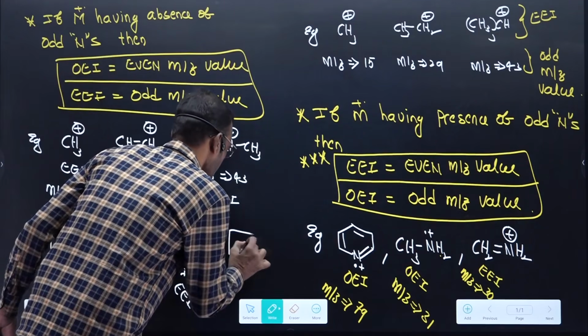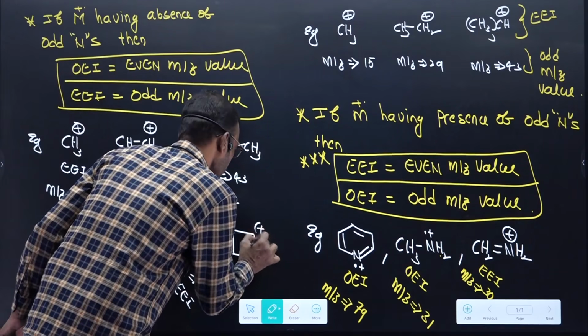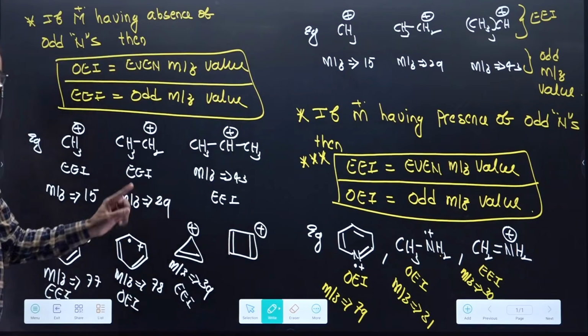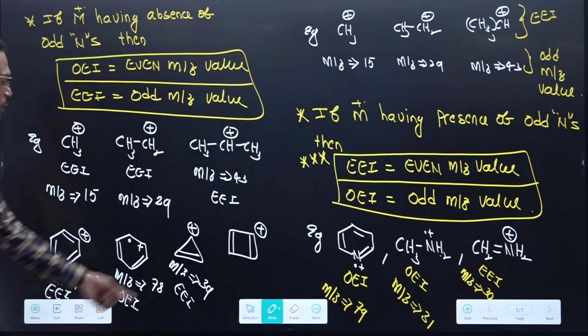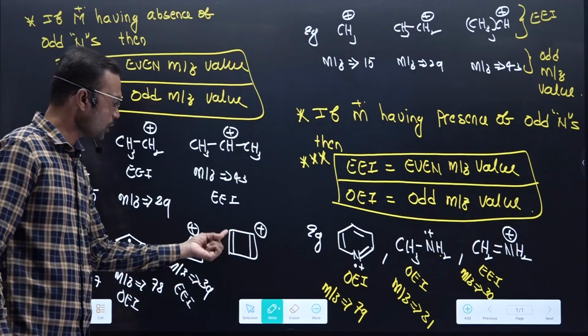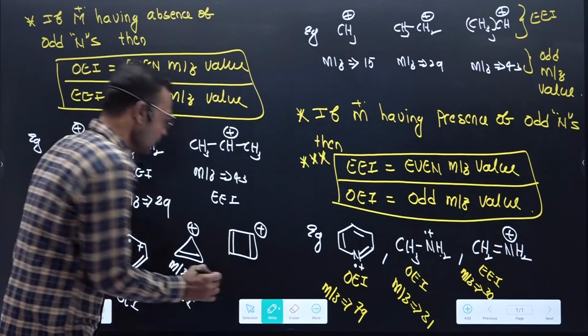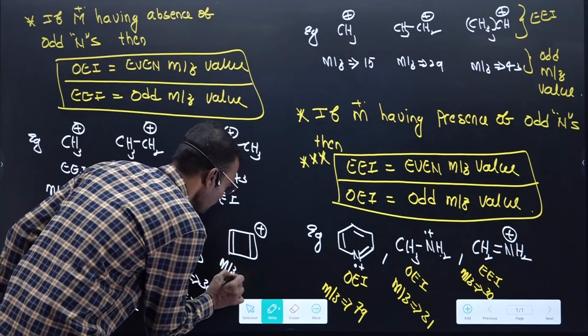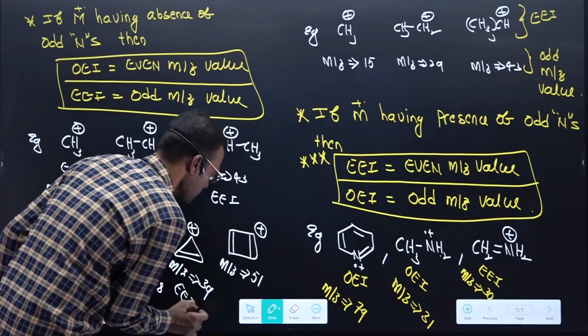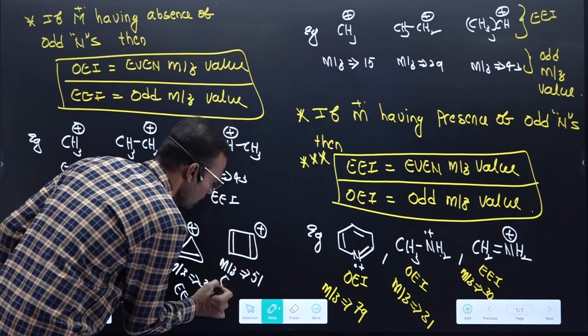Now, if I take phenyl, which is responsible for giving double bond, triple bond, as I explained in the last class, the m/z value is 51. See, 48 plus 3, 51. Now it is an even electron ion.